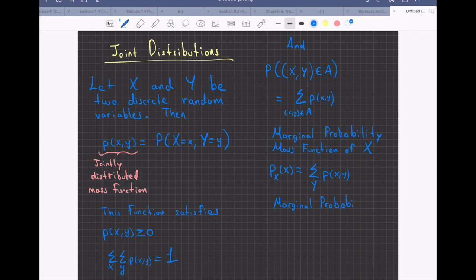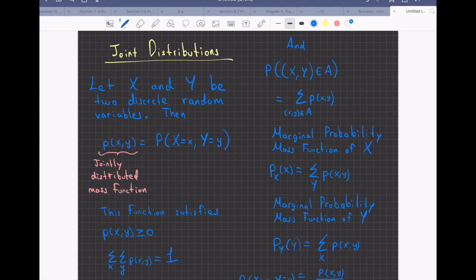On the marginal probability mass function of Y, again you add the joint distribution but only over the x values. And now the conditional: the probability that capital X equal to x and capital Y is equal to y is the joint distribution divided by the marginal of y.